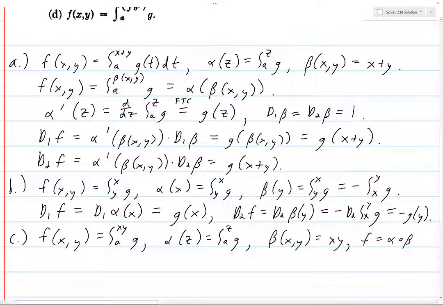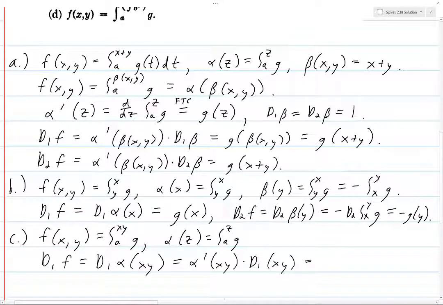So what we do now, well, do we even need to do that? No, we don't even need to do this part necessarily, because what we can do is we just start writing d1 of f is, so this is d1 of alpha of x y. So this is equal to alpha prime evaluated at x y times d1 of x times y. And alpha prime, we know from part A, is going to be just g evaluated at the upper limit of integration. So this is just going to be g of x times y. And when we take the derivative with respect to x of x times y, we just get y.